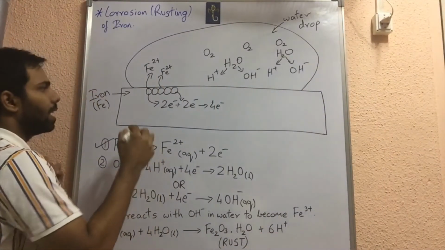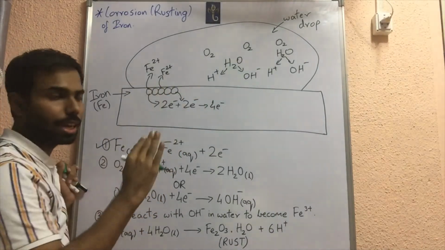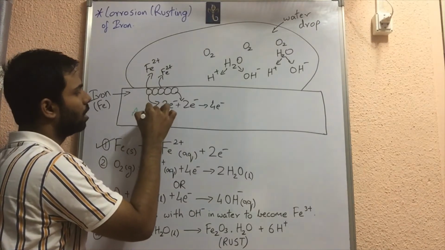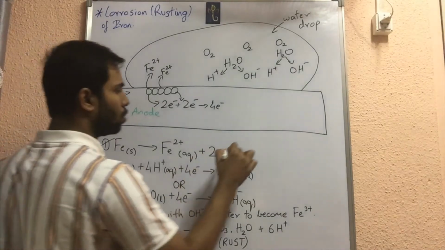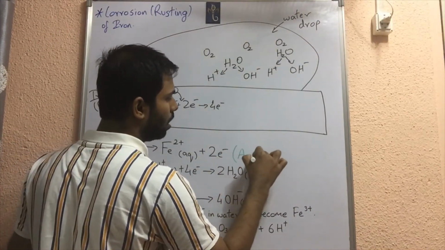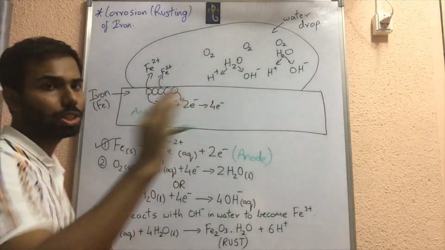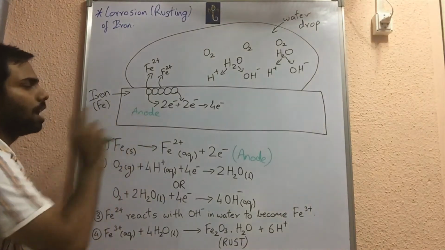Yes, so this area is now going to be positively charged. Why? Because electrons have gone, right? So this part is also called the anode, and we know anode means positively charged region, right? So this happens in the anode region. Okay? Why? Because the electrons have gone from here. Whenever electrons go away, it becomes a little positive. So this is the anode region.